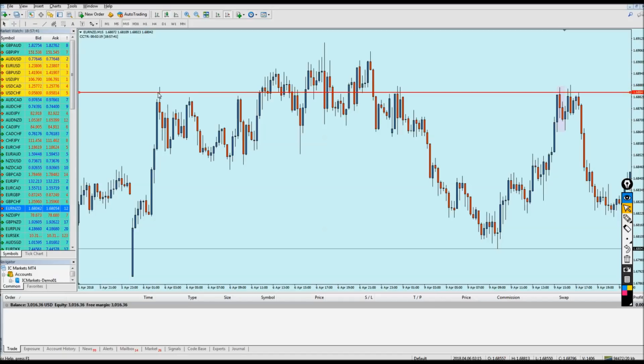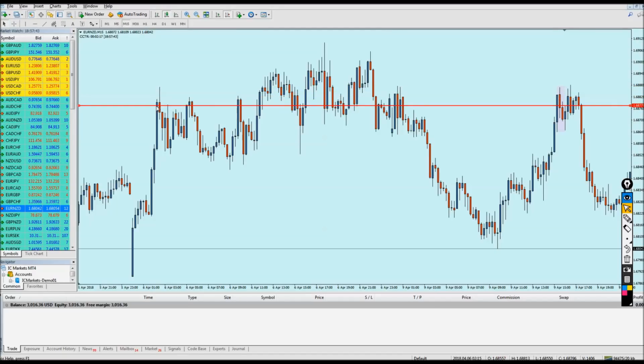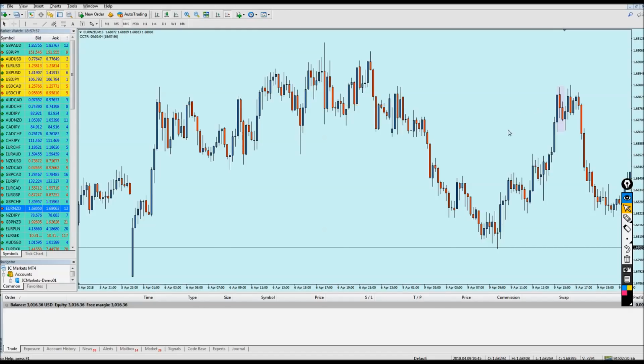But maybe, I believe we are all making mistakes. I made a mistake myself, and I selected this level here to be the entry point, which cost me some good pips actually. But in the end, there was a reversal here. So guys, you have to be careful when you're selecting your entry points.